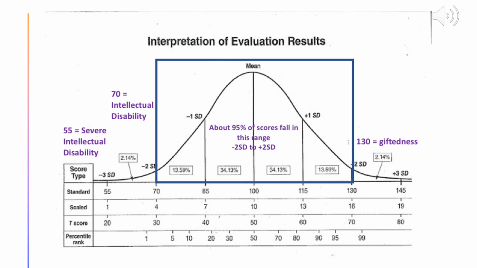So if I scored a 130, which means I might be gifted, I'm actually in the 97th percentile, meaning I've scored as well or better than 97% of my peers. If I've scored a 70 on the IQ test, I'm really in the 3rd percentile, which means I've scored as well or better than 3% of my peers. So often that helps parents really understand these scores and how those scores relate to same-age peers.